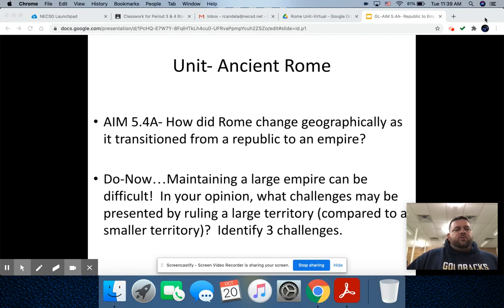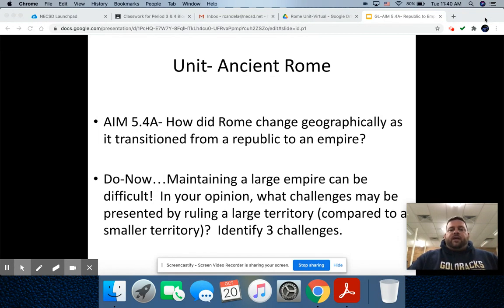Yesterday we did the 12 Tables of Rome. Before that, we talked about how Rome grew from a single city-state into a republic. And the next phase of this unit talks about how Rome transforms from a republic into an empire. The same way we looked at the changes in Rome as it transformed from a city-state, in terms of geography and political structure, we're going to examine the transformation of Rome from a republic to an empire through the same lenses. So we will look at it geographically and politically.